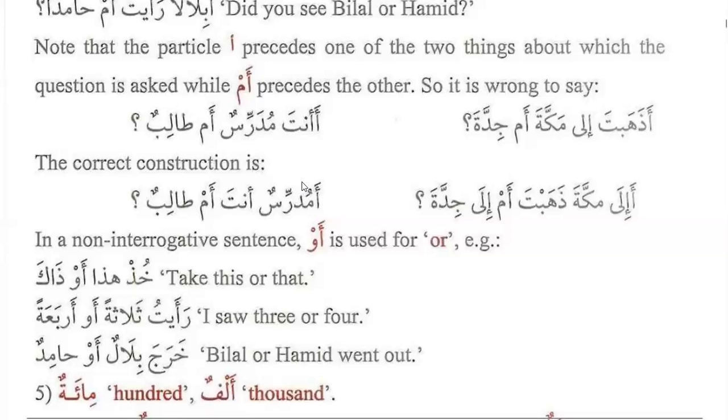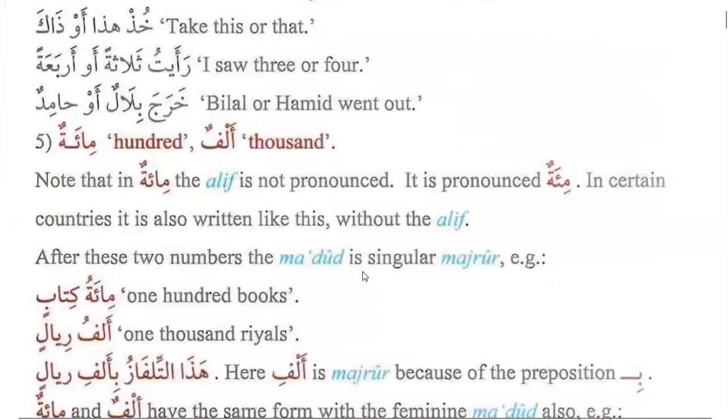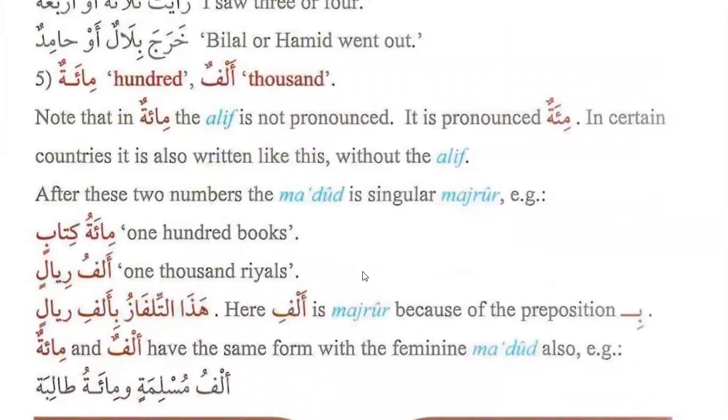They are telling you that the meaning of am and aw is the same, but aw is used in simple and negative sentences, and am is used in interrogative sentences only. Okay. So what are they telling you here? This is aw, it's not a question sentence. Mi'a means 100.